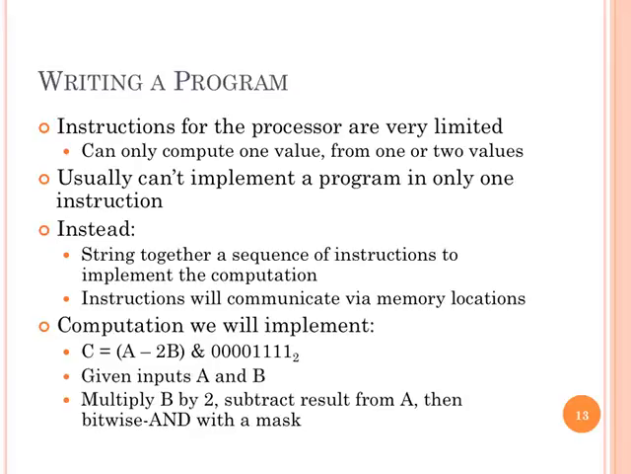So this is the computation we'll implement. And you can see we have this value C we want to compute, and we have these inputs A and B. And so we want to compute B times 2. So we just want to multiply B by 2. We want to subtract that value from A. And then we want to bitwise AND it with this bit mask, 00001111, which basically means we only want the bottom 4 bits of our answer. Okay? There is not an instruction to do this. But there are instructions to do all the parts. So we know that we can compute this, but we will have to figure out the program to do it.